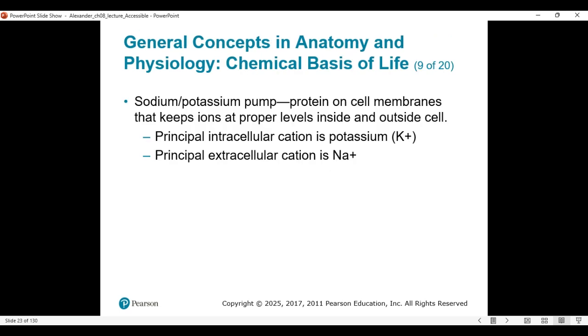Sodium potassium pump. This is important. This is how water moves, and that's what this is for. The sodium potassium pump is proteins on cell membranes that keep ions at the proper level inside and outside the cell. So inside the cell, the cation is usually potassium, and outside the cell it's going to be sodium.